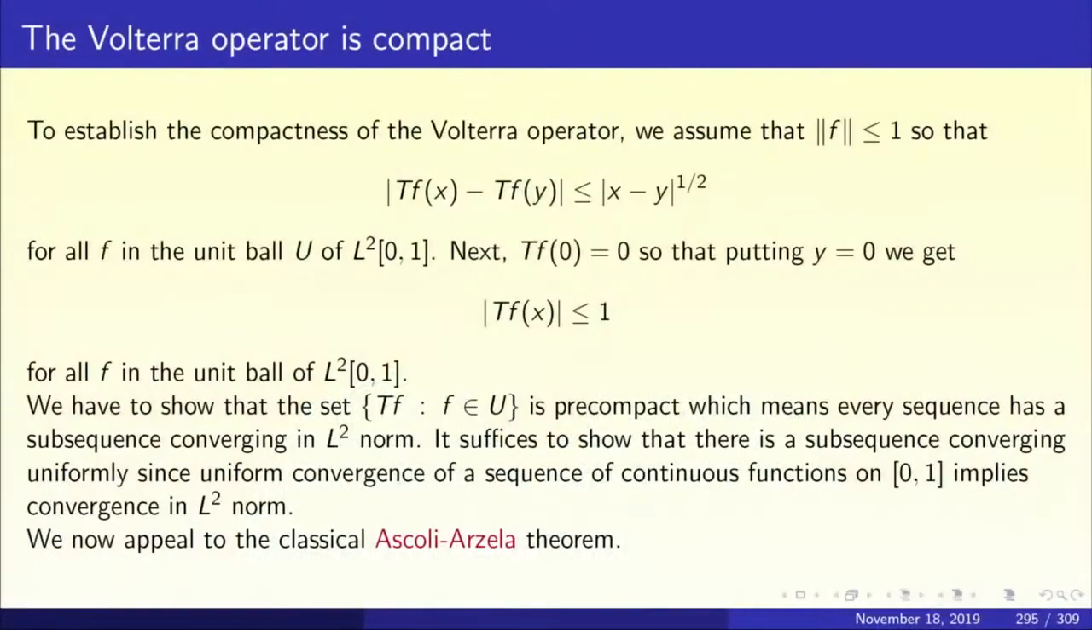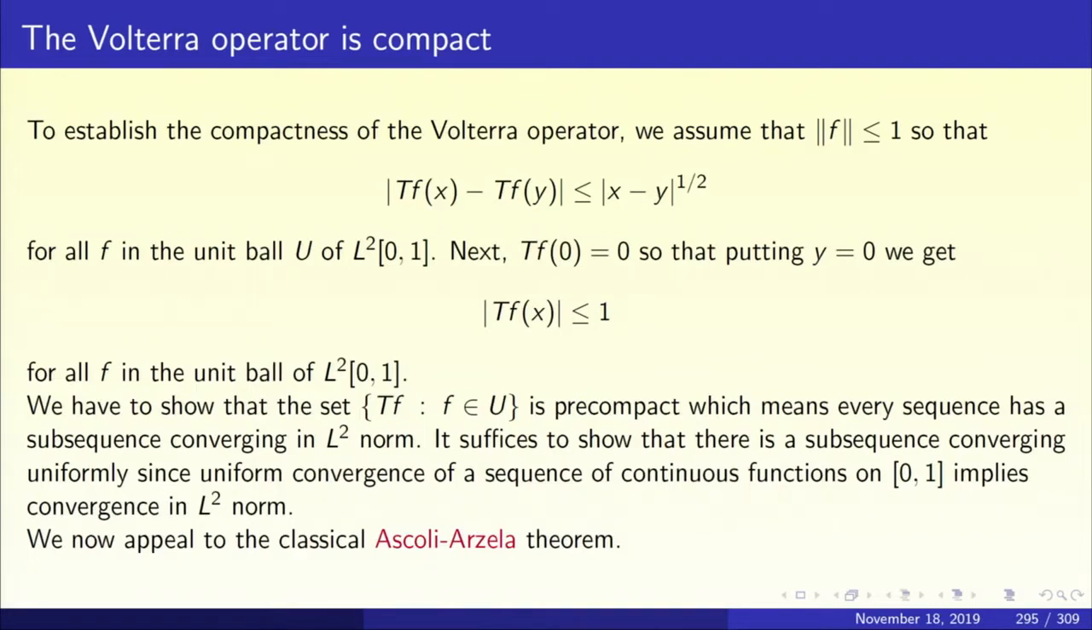Okay. So, now we shall prove the compactness of this Volterra operator. To establish the compactness of the Volterra operator, we assume that norm f is less than or equal to 1, so that mod Tf(x) minus Tf(y) is less than or equal to mod x minus y to the power half. And this is true for all f in the unit ball.